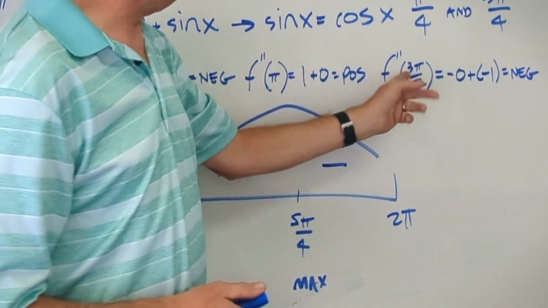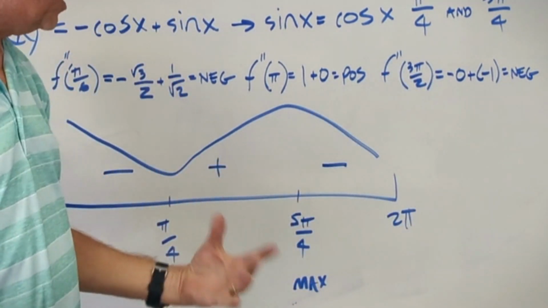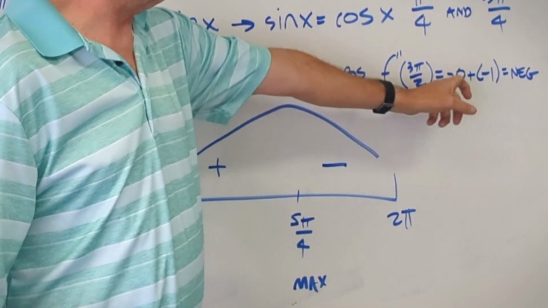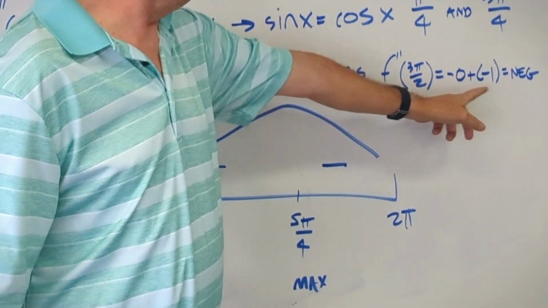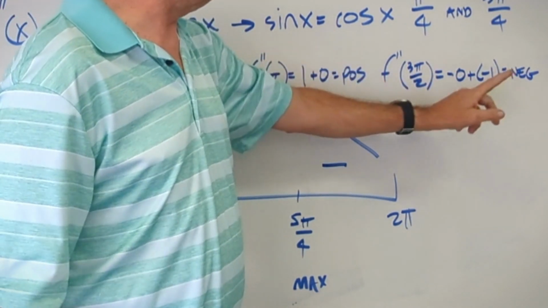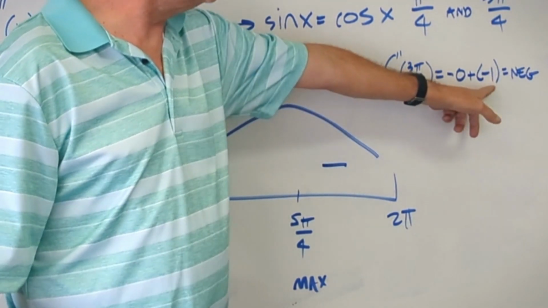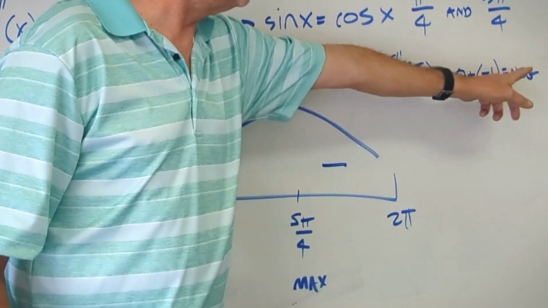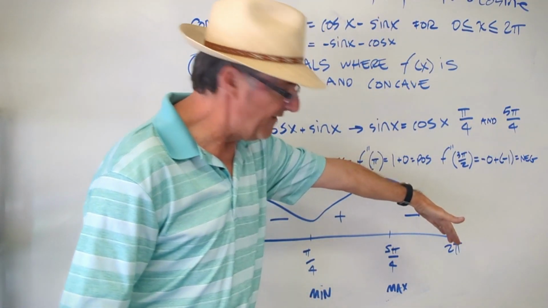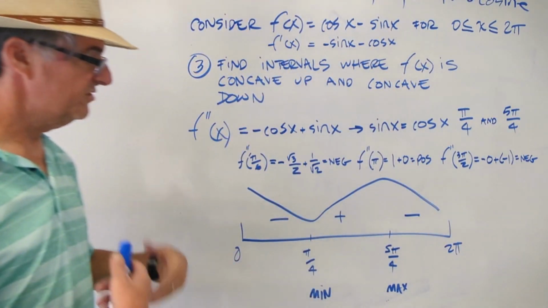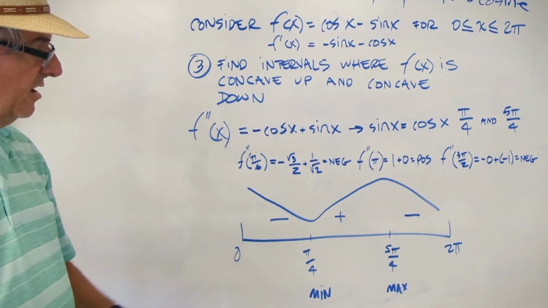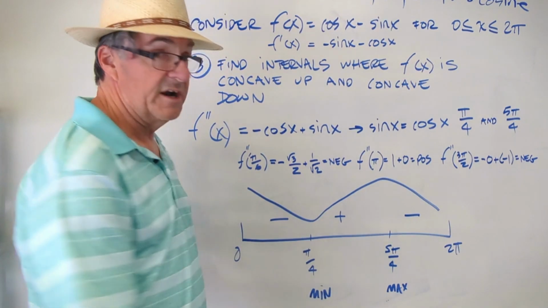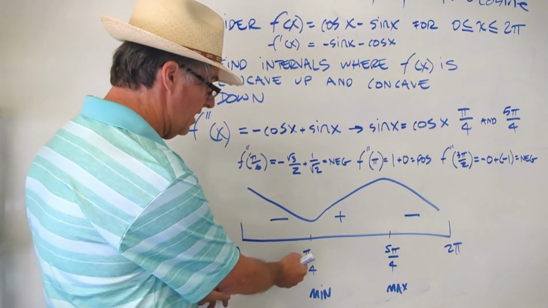And then finally, I checked it at 3 pi over 2. That's 270. That's just past here. So that's in this interval. At 3 pi over 2 at 270, cosine is 0 and sine is -1. So overall, the sign of our function is negative. So we have it concave down. So that gives us our intervals here. So we know that the function is concave down from 0 to pi over 4.